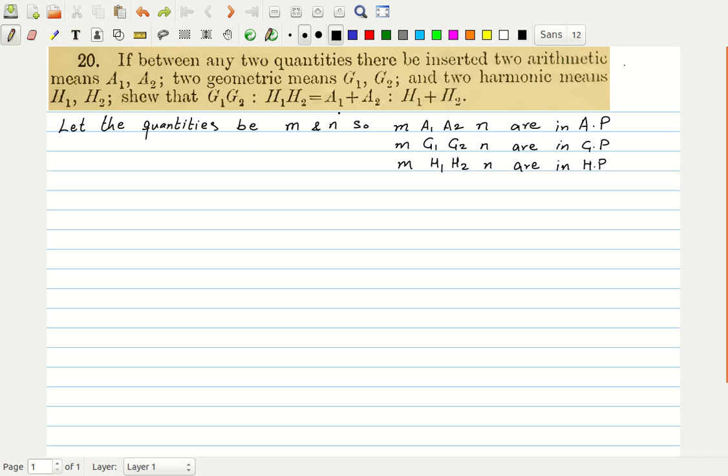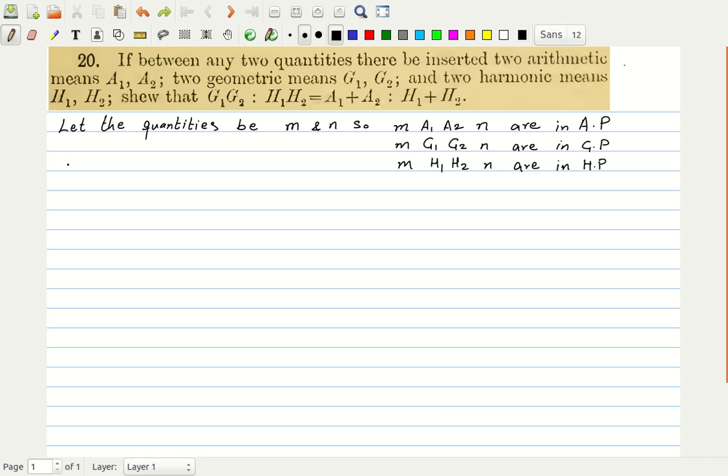What we are given in this problem is that m, a1, a2 and n are in arithmetic progression, m, g1, g2, n are in geometric progression, and similarly m, h1, h2 and n are in harmonic progression. So let us consider the expressions here.